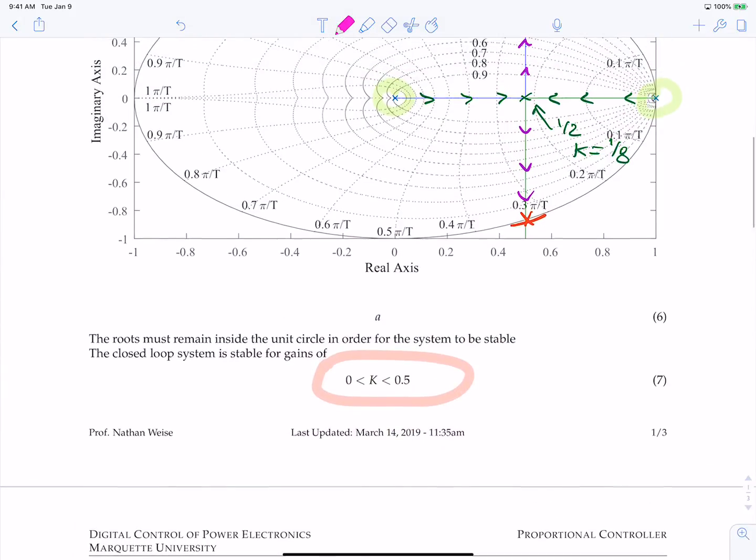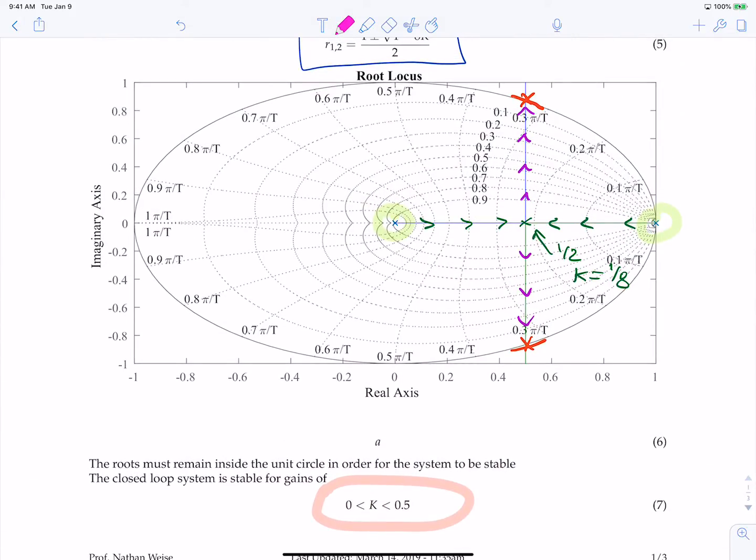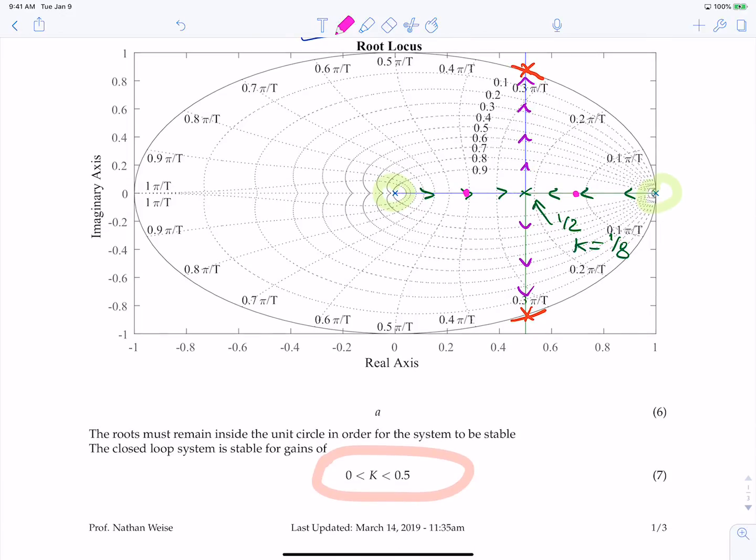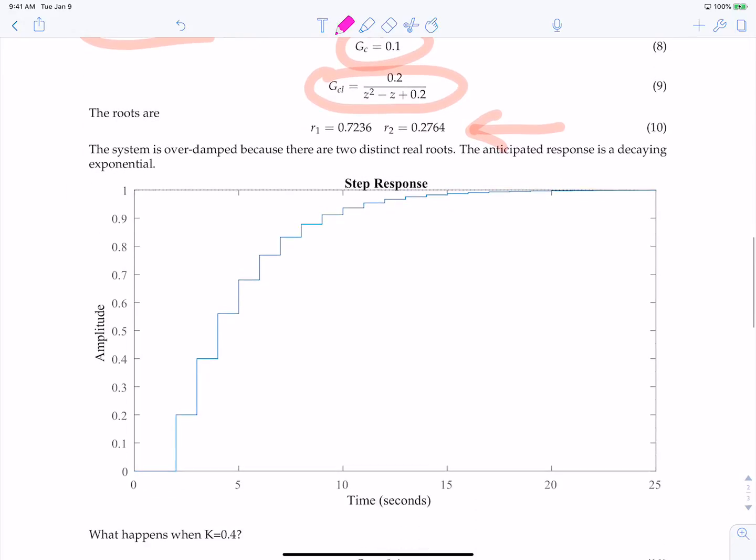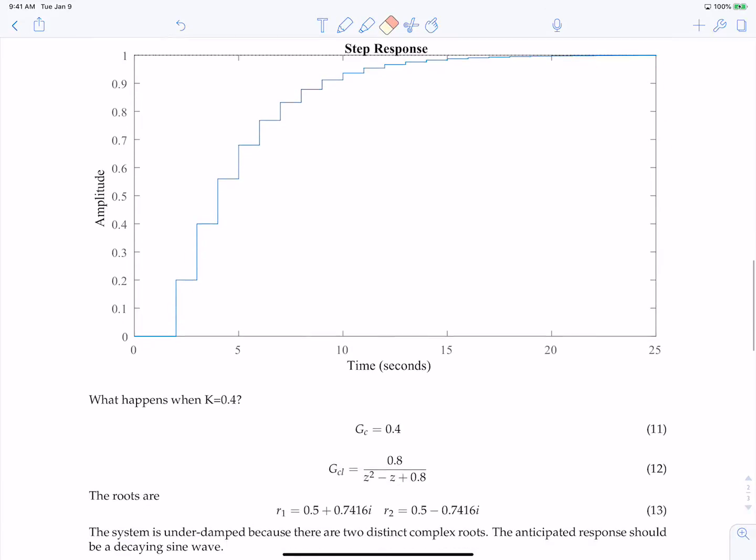0.7 and 0.27. 0.7 will be somewhere here, and 0.27 somewhere about here. So those are our first two poles. So we expect a nice response because the damping ratio is perfectly 1 here on this line. So if we plot the step response, we get this. Just a nice, good, clean step response. Goes right up to our trajectory. Okay, cool. Let's try a different gain.